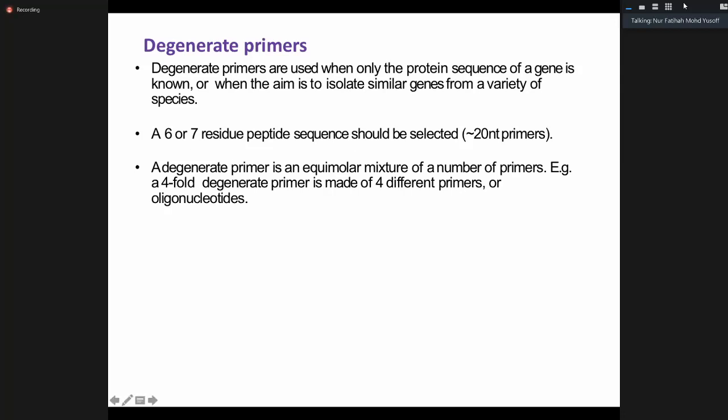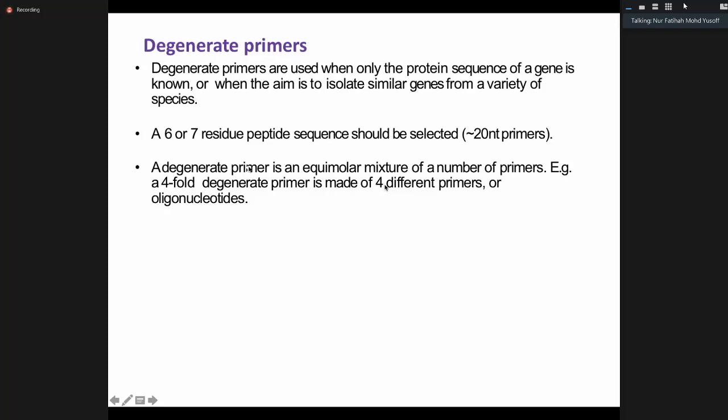Since one amino acid is equal to 3 nucleotides, selecting 6 to 7 amino acid residues equals about 20 nucleotide primers. A degenerate primer is a mixture of a number of primers. This is because of the degeneracy of the codon, so that's why it is called degenerate primers. A 4-fold degenerate primer is made of 4 different primers or oligonucleotides.